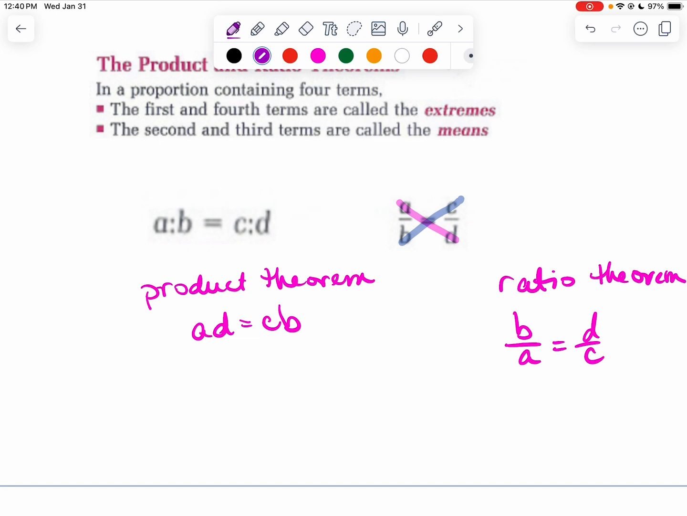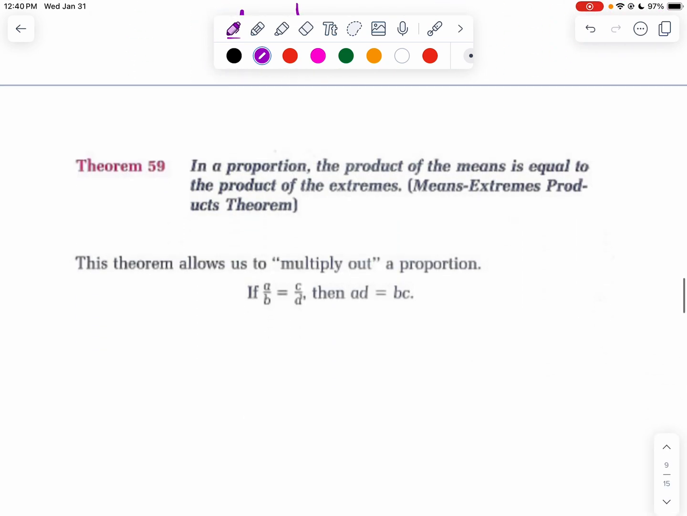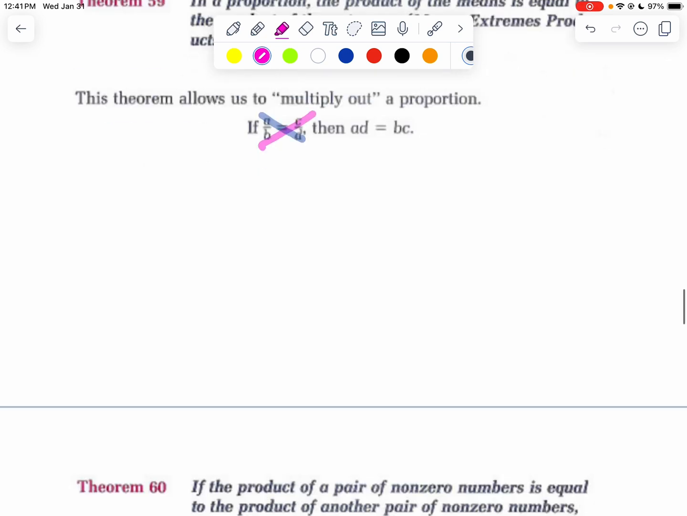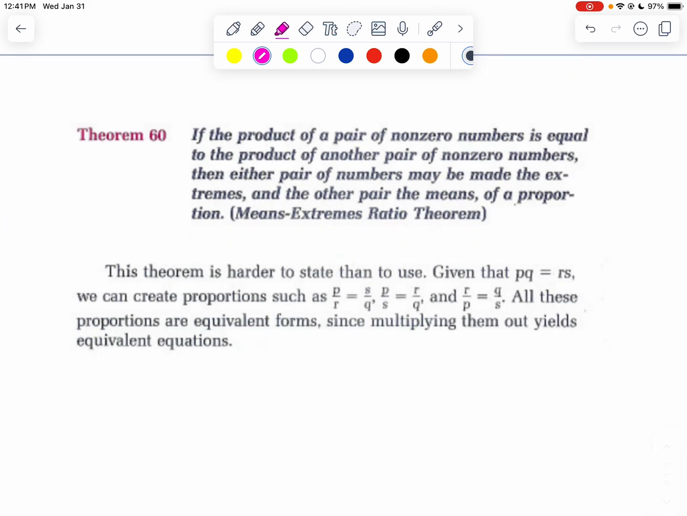Okay, so the product theorem says if A over B equals C over D, then A times D equals C times B. And then again, the ratio theorem switches the ratios. So on this next slide, again, in a proportion, the product of the means is equal to the product of the extremes. Multiply the extremes, it's going to equal the product of the means. Okay. So now this next one, I want you to look down here.